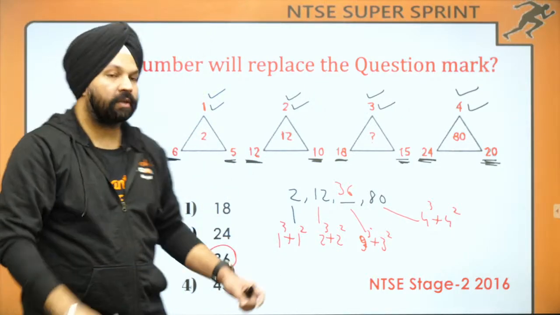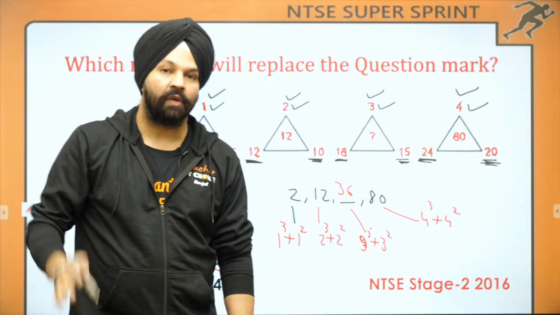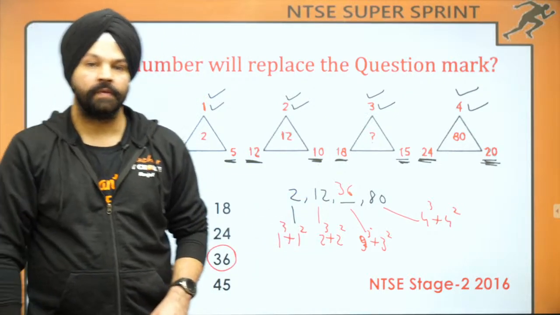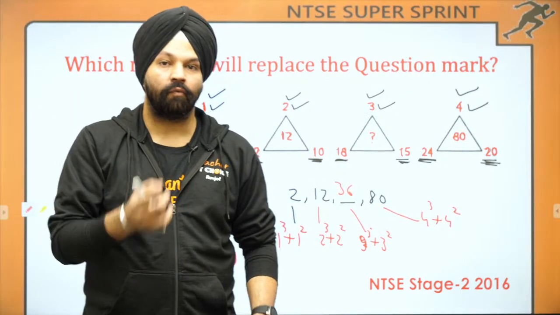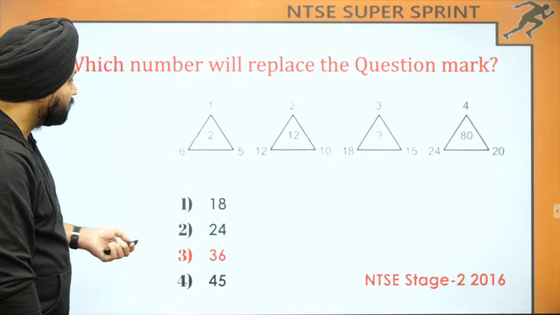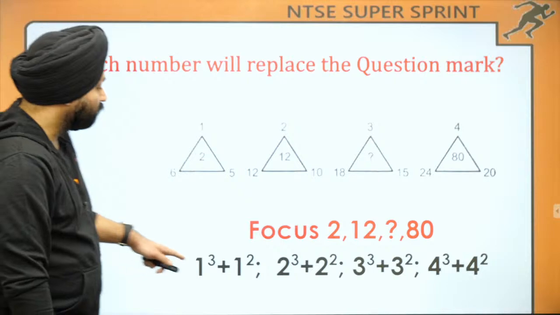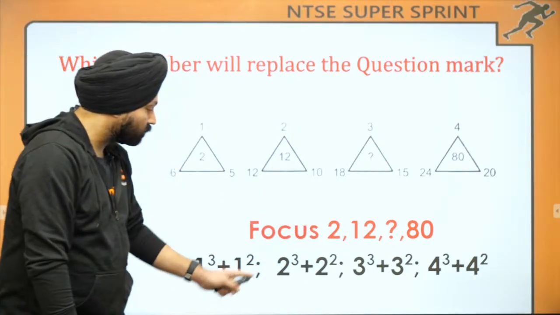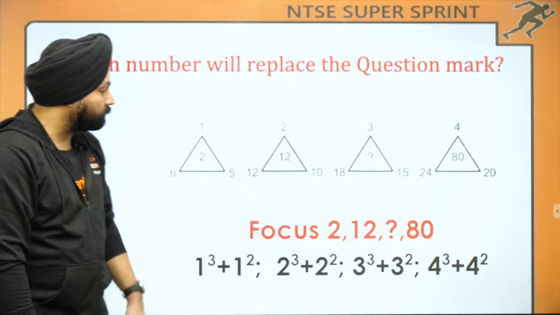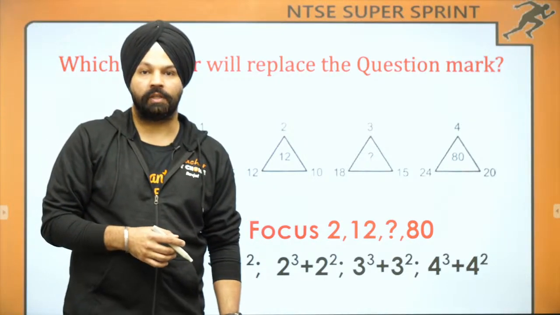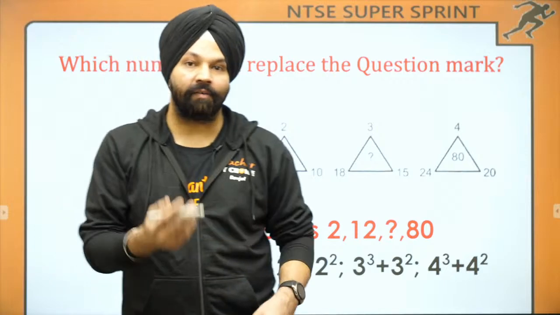You can see that the middle terms are following a pattern of the sum of squares and cubes, because of which the answer is directly 36. So that is method number 1 for solving this particular question. So answer is 36. We need to focus 2, 12, 80, which are 1 cube plus 1 square, 2 cube plus 2 square, 3 cube plus 3 square, 4 cube plus 4 square, and then we need to solve this question, right? But क्या इसके अलावा भी कुछ है?